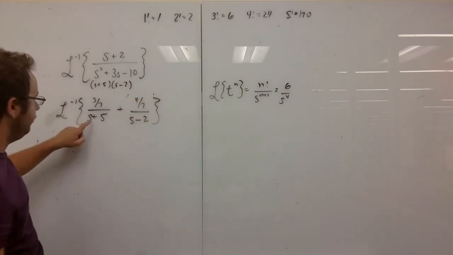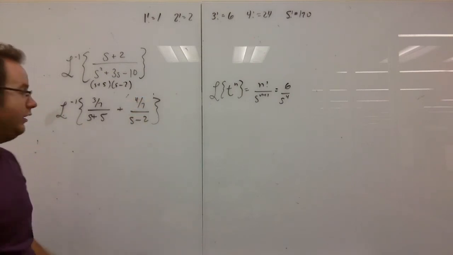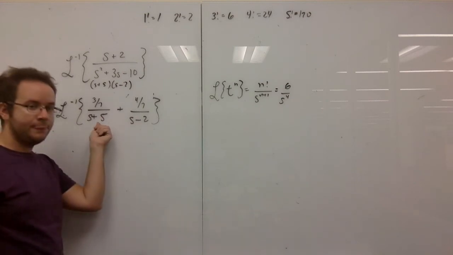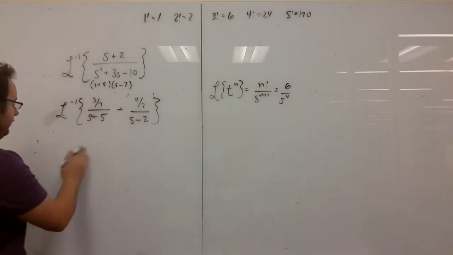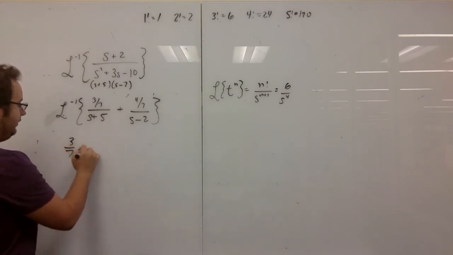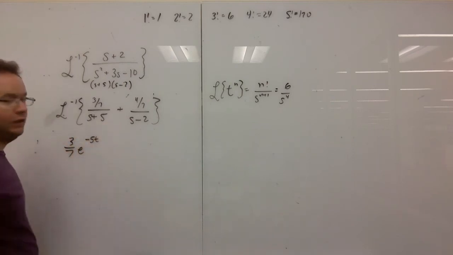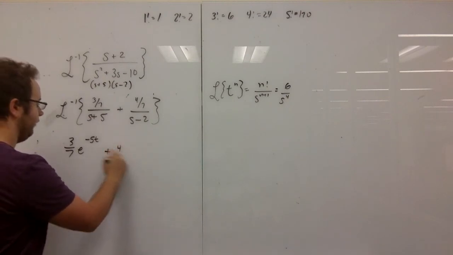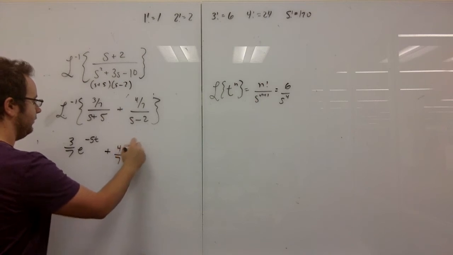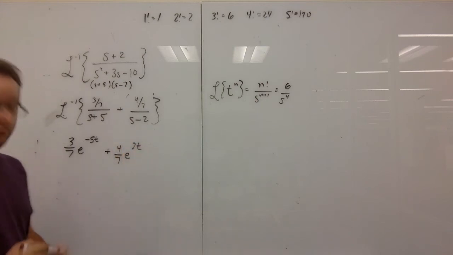What's the Laplace inverse, or whose Laplace transform is 1 over s plus 5? How much is the shift by? 5, but it's to the left this time, so the Laplace inverse of this would be 3/7 e to the negative 5t. And the Laplace inverse of this 4/7 over s minus 2 would be plus 4/7 e to the 2t. Cool? Okay. Let's do another.